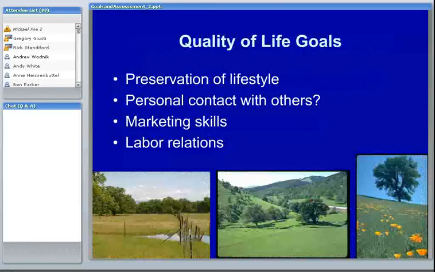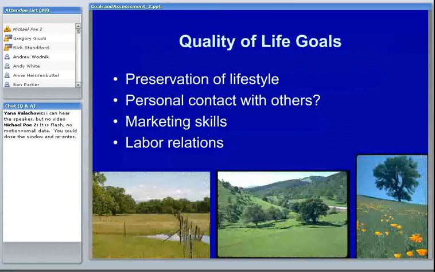Quality of life goals. Some of you own the land and live on the land because of a certain kind of lifestyle that's important to you. What about that lifestyle is important to you? You should state that in your quality of life goals, and the worksheets that you have in your book will help you think through that and guide you through those discussions.